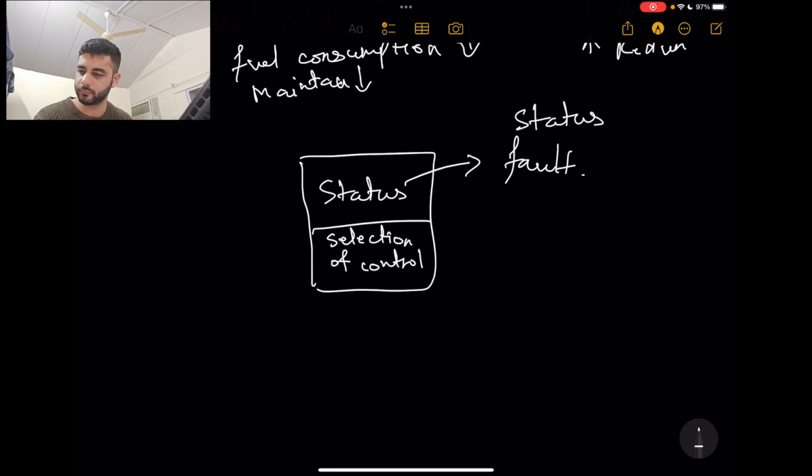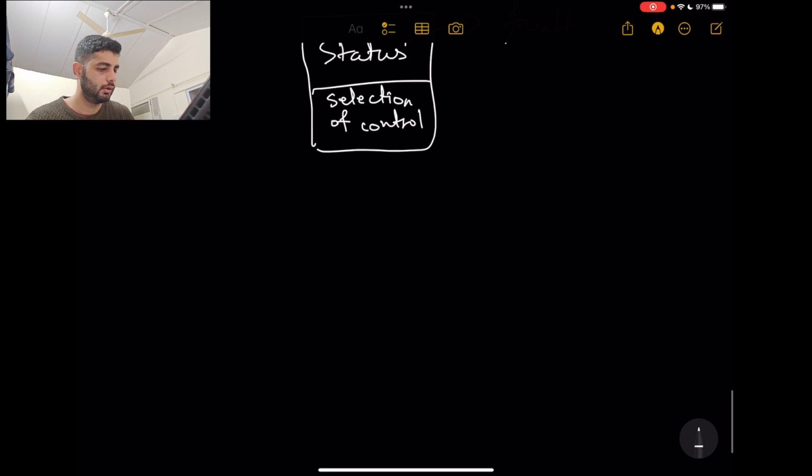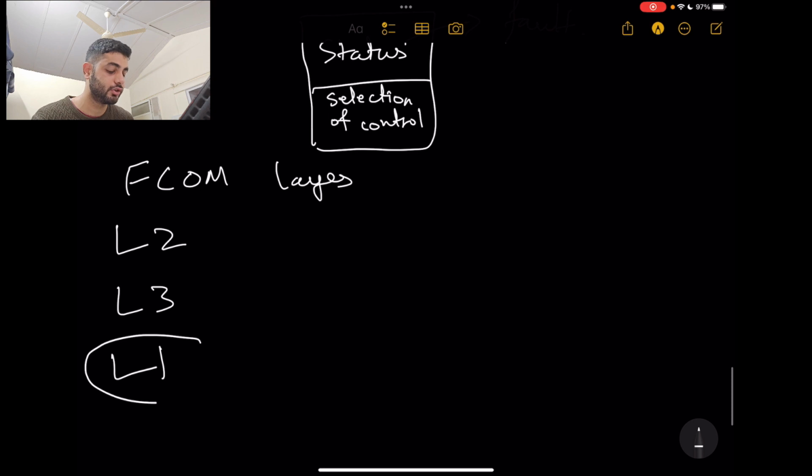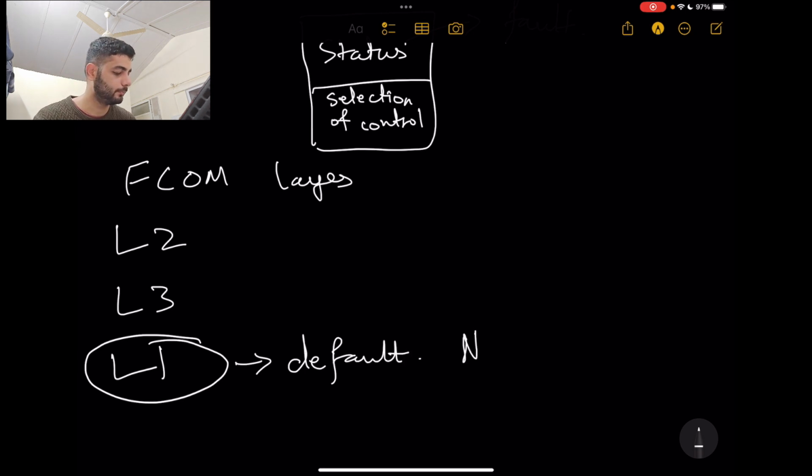Okay, FCOM layers. Now FCOM has layers. You'll notice it'll be written L2, L3, L1. L1 is the default layer. If there is no layer mentioned, it is L1. Default is need to know. You need to know this information. L2 is nice to know.